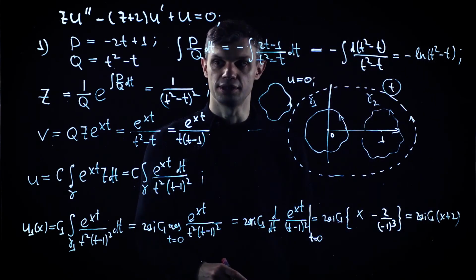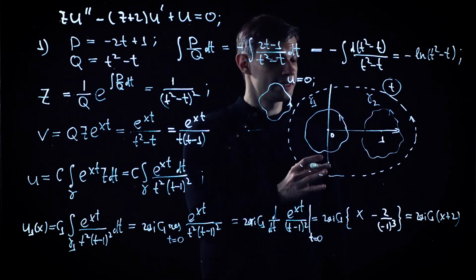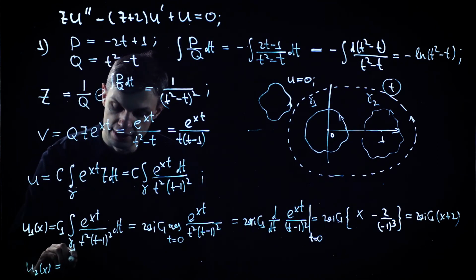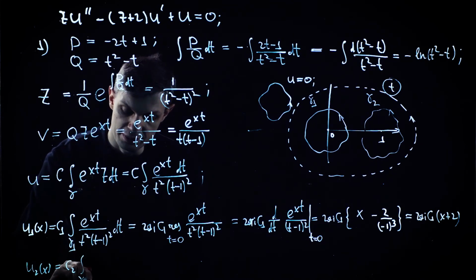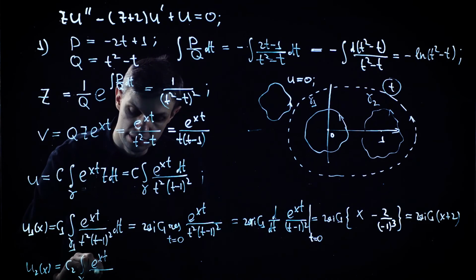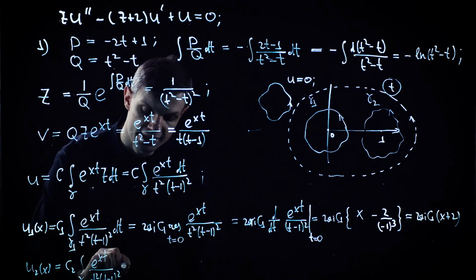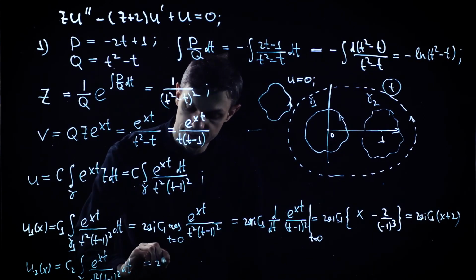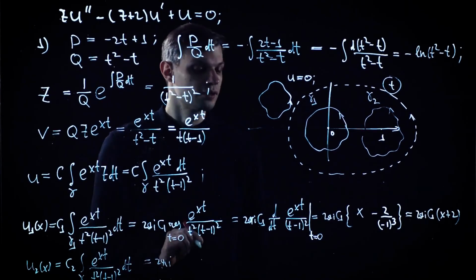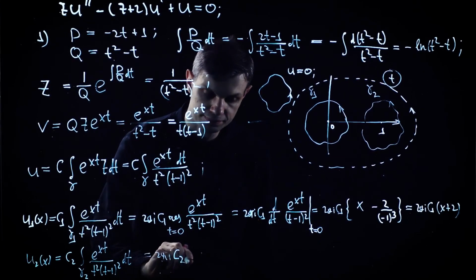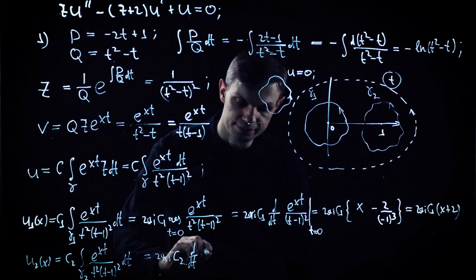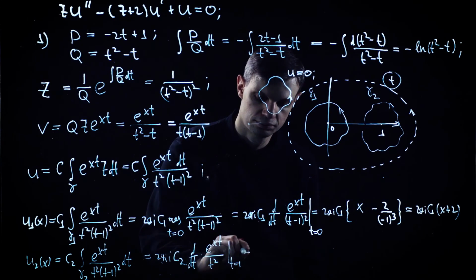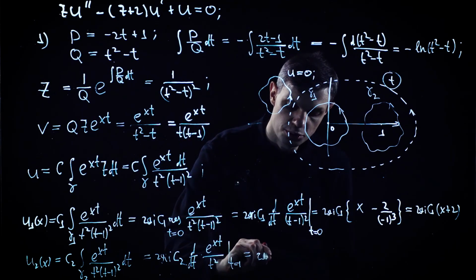Okay, let me check. Great. Let's now find another one. So u2 of x is simply equal to c2 times a very similar integral, but taken along the second circle. Again, it's a second order pole, so the whole solution is defined by the first order derivative of the integrand taken at point t equal to 1.